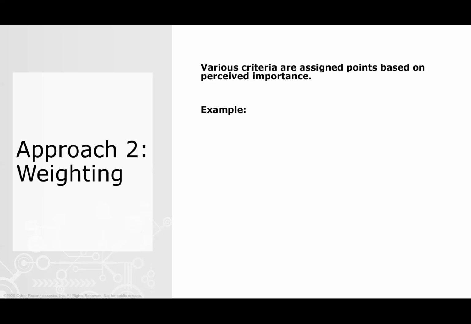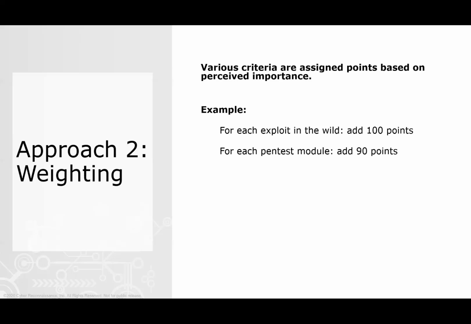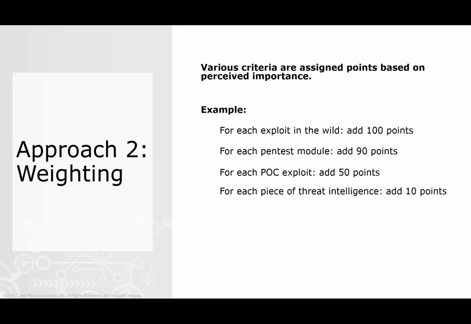Well, this leads to the next approach, which is to use a weighting mechanism. And now you get a little more granular view because you're actually scoring the vulnerabilities. So here's an example of how that would work. Maybe for every exploit, you say add 100 points. Sometimes we see folks using multiplication factors here as well. Pen test module, maybe add a little bit less, some points for POC, some points for threat intelligence, and so forth. So this is also fairly straightforward to implement.